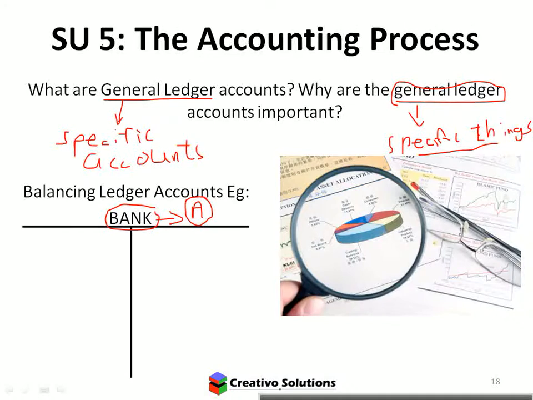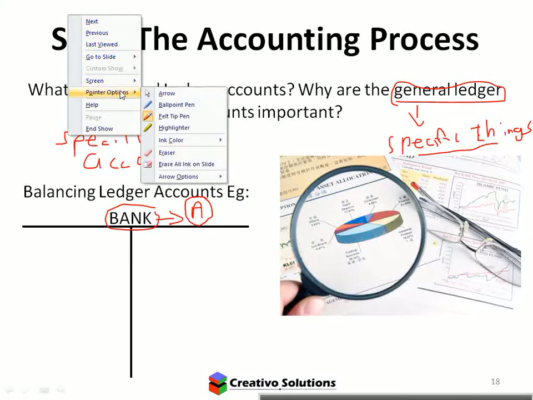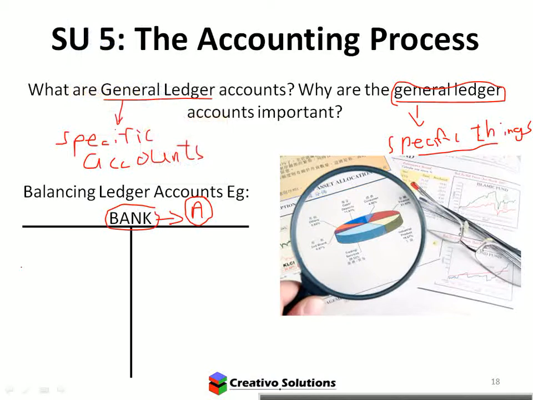Right, so what is going to happen to bank? Well, we spoke about journals. What journal do you think is going to record receipts? A receipts journal. Okay, that's straightforward. So what would a cash receipts journal do to the bank account? Yes, so all transactions that increase the bank would have been captured in a journal. So from a cash receipts journal, there will be a total.